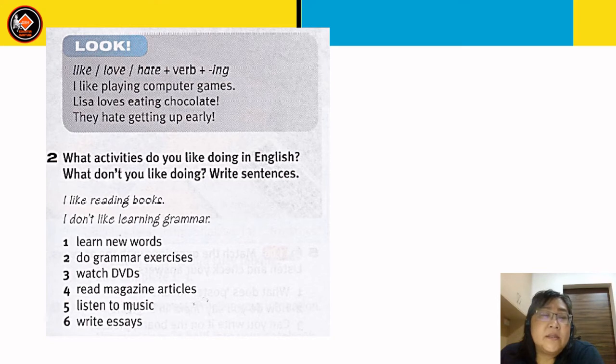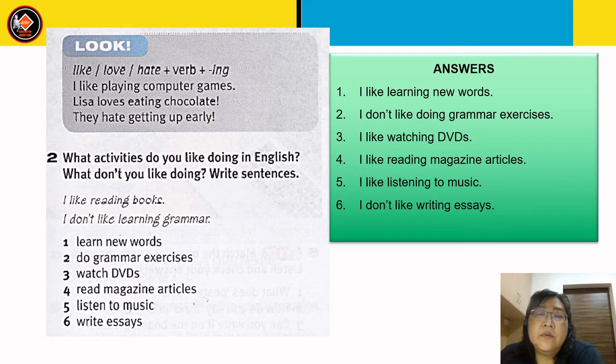The second task, what activities do you like doing in English? What don't you like doing? So write sentences. For example, you have, I like reading books. I don't like learning grammar. So you can write your own sentences here. For example, number 1, learn new words. So you can say, I like learning new words. Number 2, do grammar exercises. I don't like doing grammar exercises. And number 3, watch. So I like watching DVDs.